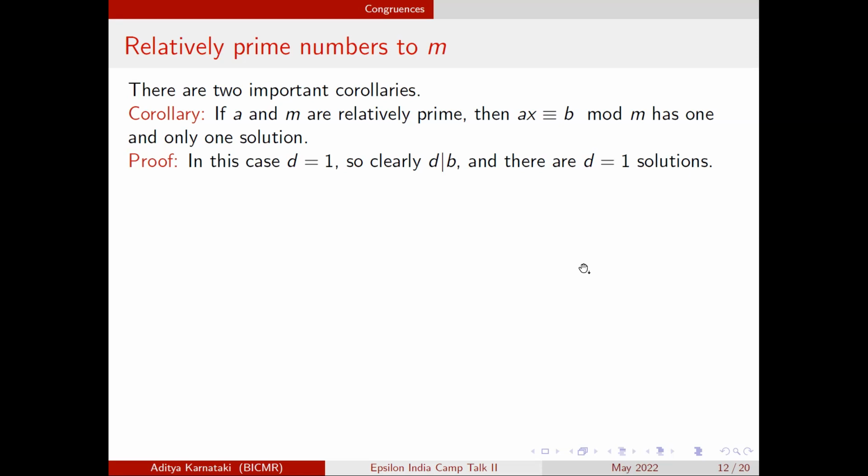So in this case, this does behave like an equality, like a linear equation, is what I'm saying. Earlier, you got like 3 solutions for a linear equation, which is not what happens usually, right? But if GCD of A and M is 1, then in fact, this behaves like a linear equation. This is the content of this corollary. And the proof is simple. In this case, D is 1, so D divides B for any B. 1 divides B. And there are D equal to 1 solutions.